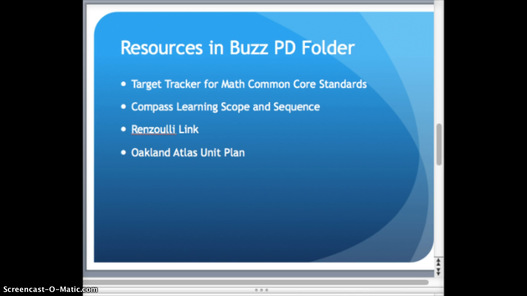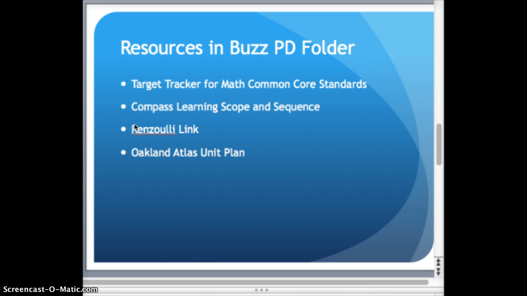Alright, now that we've covered the course links that are in each of your math courses, I wanted to take you to the Buzz PD folder, because there are certain resources here that are just for you, the teacher. These are not visible to students, but they're in every math high school course. The first one I wanted to mention is the Target Tracker for Math Common Core Standards. This is a great resource that can be printed off for students to check off their standards as they master them. Second, in your PD folder, you'll also find a Compass Learning Scope and Sequence. This will help you see the order that Compass content is delivered in your Buzz syllabus.